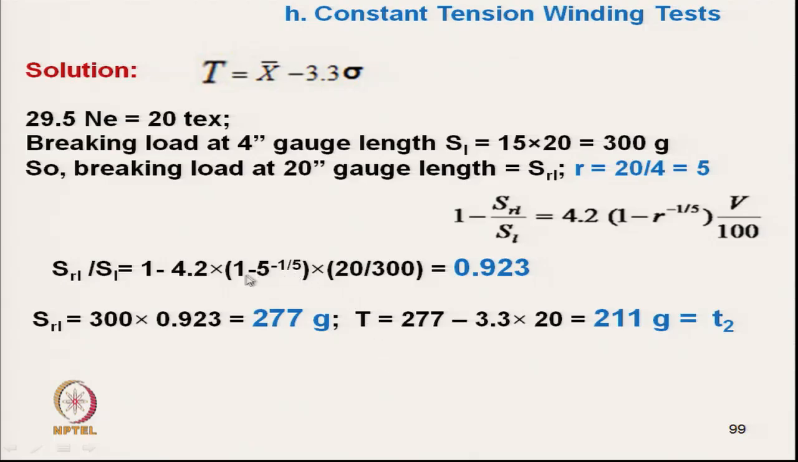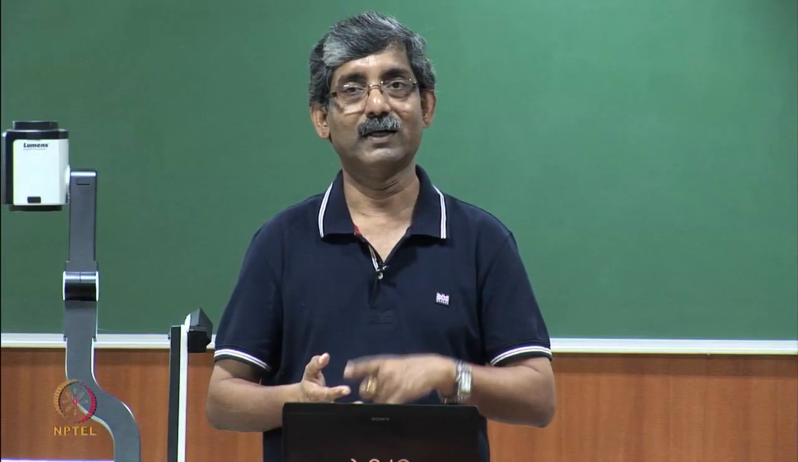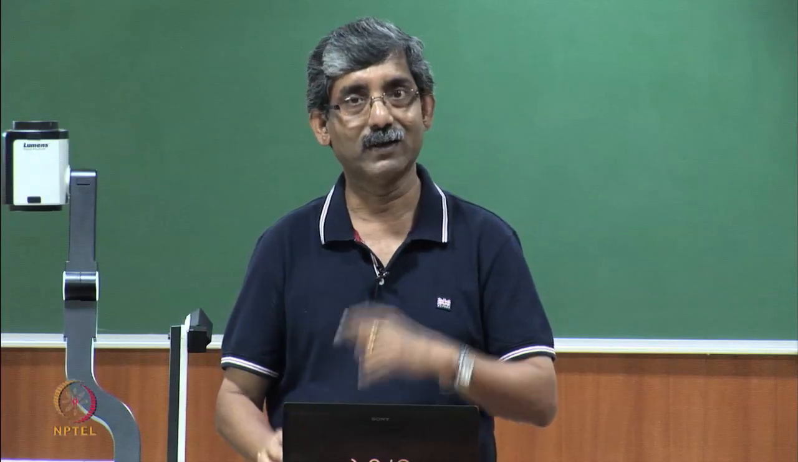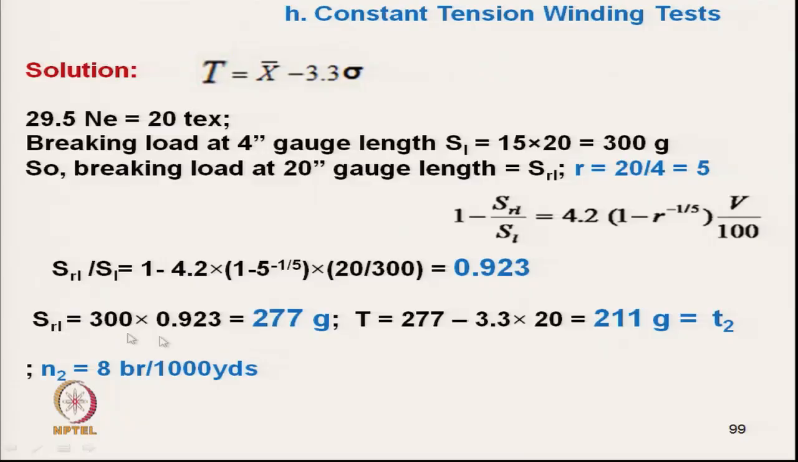Now, we have reached that value, this is nothing but the x bar in this equation. So now we can get the T value: 277 minus 3.3 multiplied by 20. It comes out to be 211 gram force, which is nothing but the T2 value. Now, what have we got? T1 we have got, N1 we have got, T2 we have got, N2 we have got, and we know N2 is 8 breaks per 1000 yard.